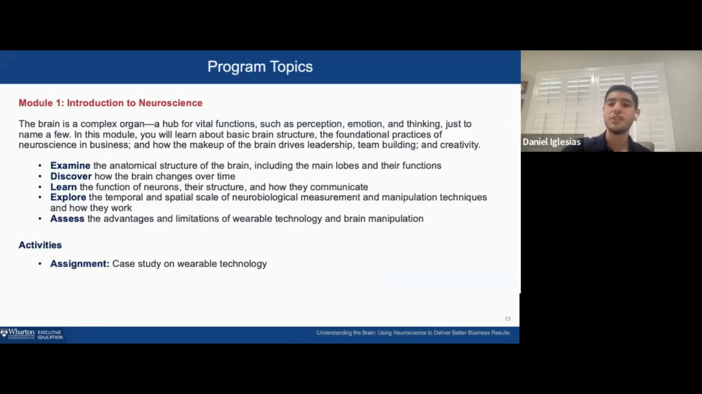So as we begin to understand the course by module, as mentioned previously, we'll kick off the course with a better understanding of the brain and an introduction to neuroscience. The brain is a complex organ, and it has vital functions that shape our day-to-day actions and thoughts. To begin, the brain empowers our perception, emotion, and thinking, and those are just a few.